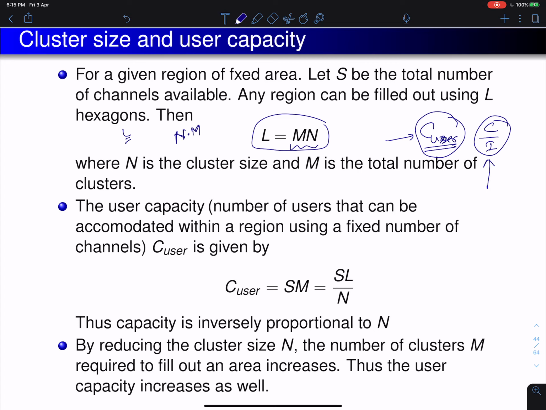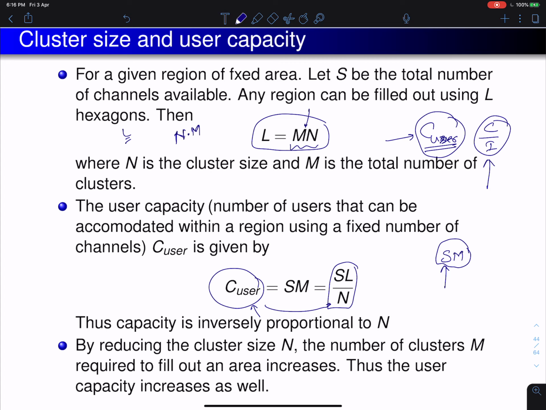Now we also know the user capacity, the number of simultaneous users you can support in a system, is S into M. S is the number of channels, and this S is being distributed among N cells. You have those S channels reused M number of times. So the total number of simultaneous users you can support is S into M. Now I'm going to rewrite M in terms of L and N, so that will be S into L by N. So now you see your user capacity is inversely proportional to the cluster size.